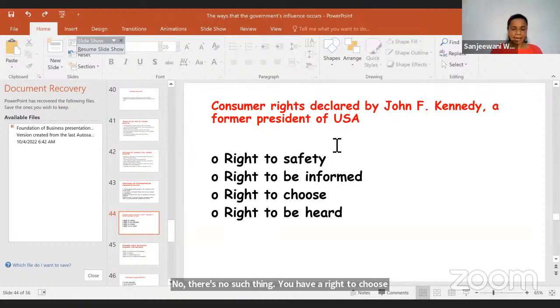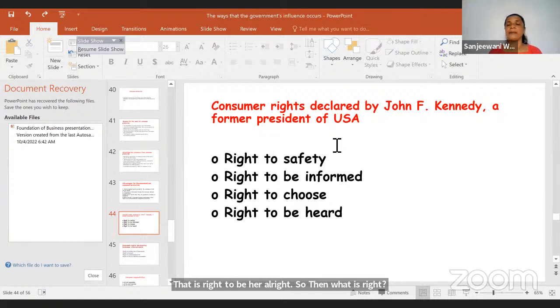Okay, then the right to be heard, in the sense that you have a right to forward your grievances. If you feel that it is not suitable, there should be a place for you to forward your grievances. That is the right to be heard.